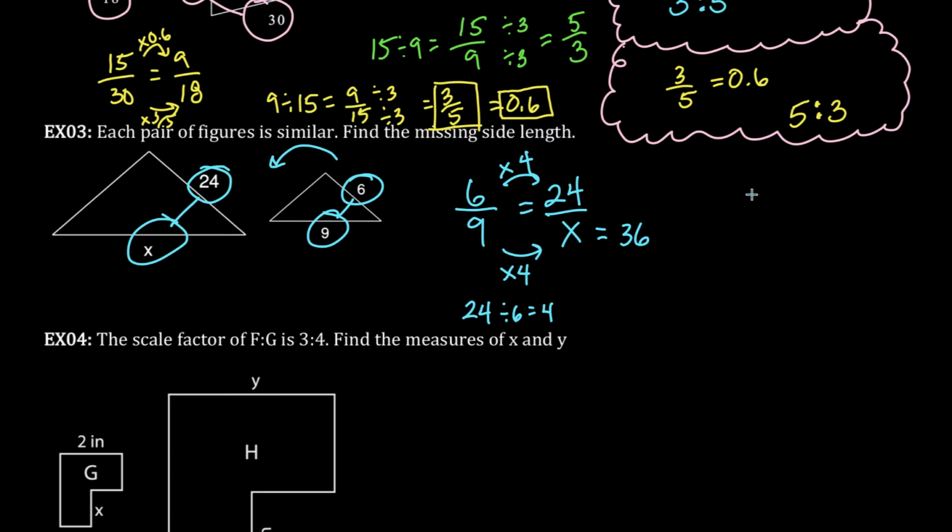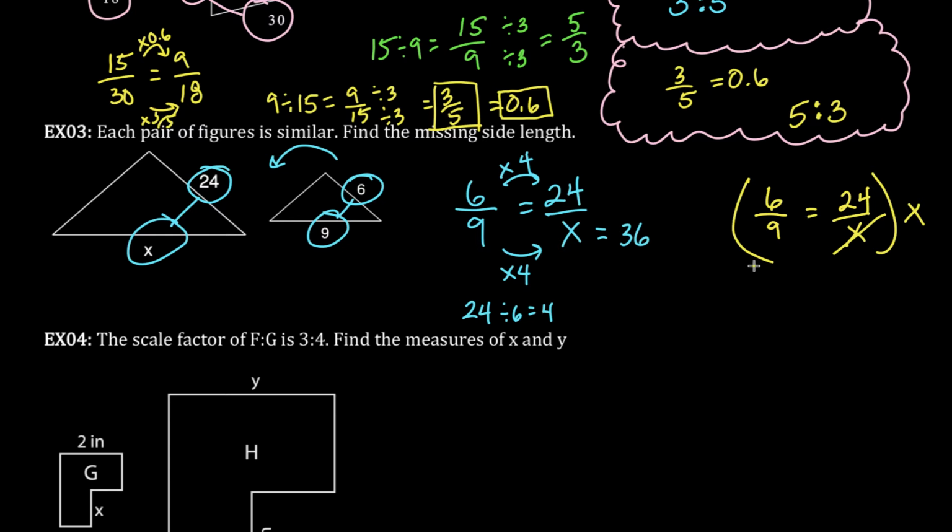You can also do this. I'm going to show you a different way. Let's just do it this way. 24 over x. Actually, I'll do it in a different color. You could also do this. 6 to 9 equals 24 to x. You can multiply this side by x. Well, you can multiply everything by x.